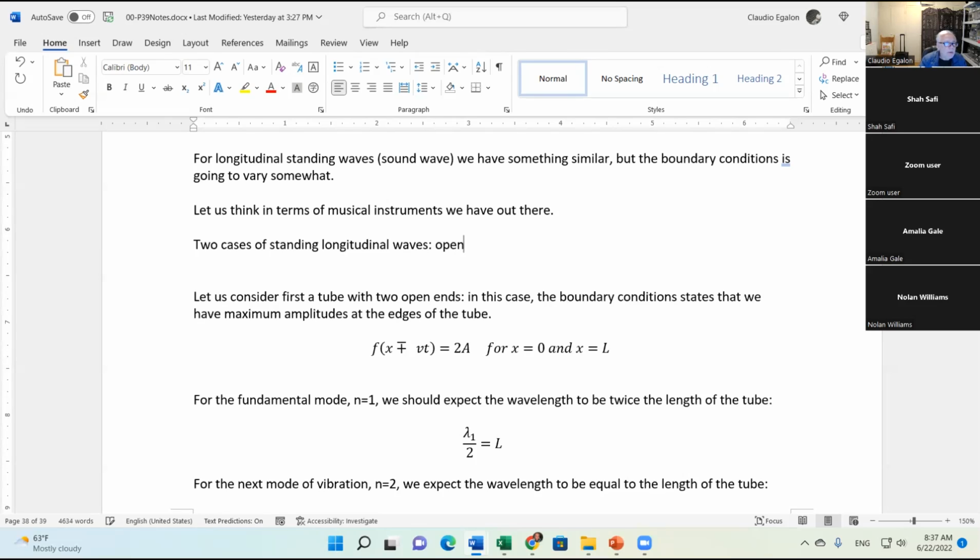Open ends, tube with open ends, and tube with a single closed, with a single open end. Open end and closed end, okay? Two open ends, we're doing two open ends first. Here you go. And now you go ahead and you do the same drawings that we got before, okay?